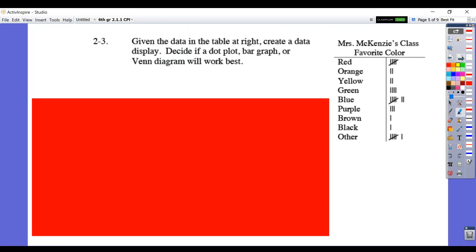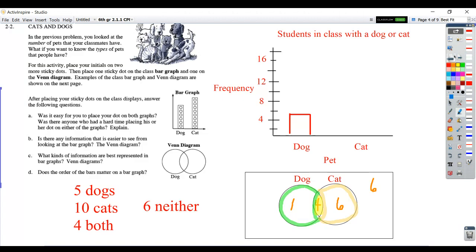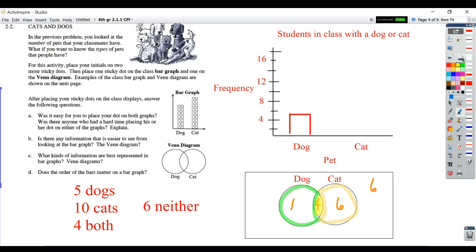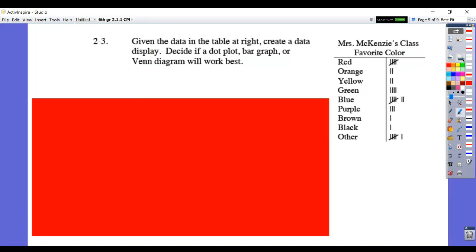All right. And then you want to look at a set of data and say, what do you think would be the best way to visually display that data? Would you use a dot plot? Would you use a bar graph? Would you use a Venn diagram? And what you should be looking for is, do you have a lot of repeated values? Do you have categories? Oftentimes when we have categories, we would do a bar graph, versus with a dot plot, we're usually using numbers along the bottom, again going by ones. And again, do you have overlap? If you don't have overlap, then a Venn diagram really doesn't make much sense.